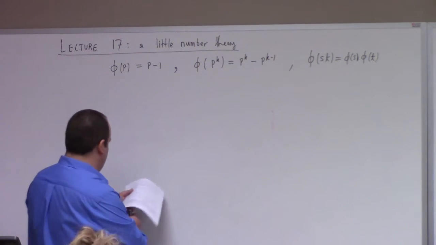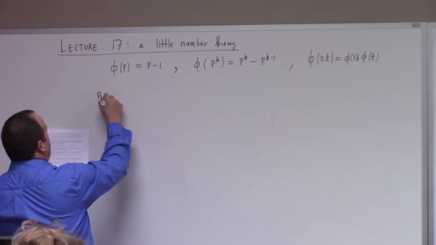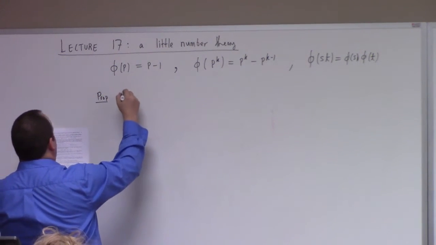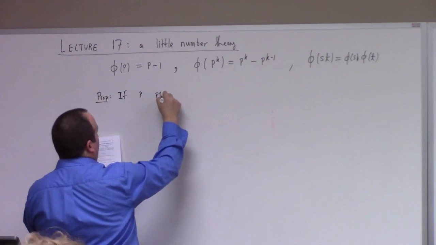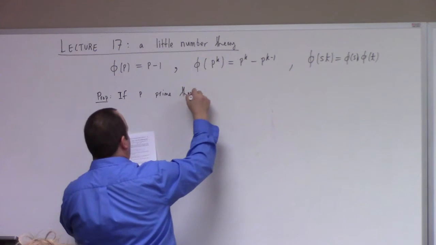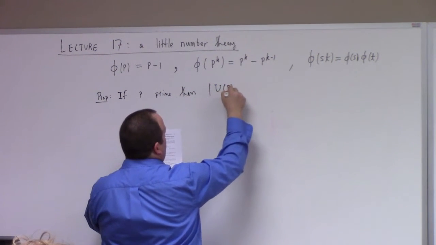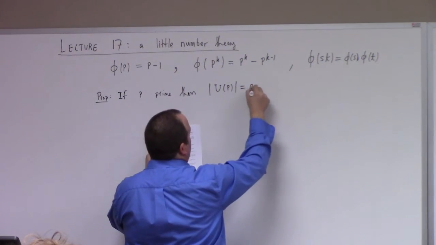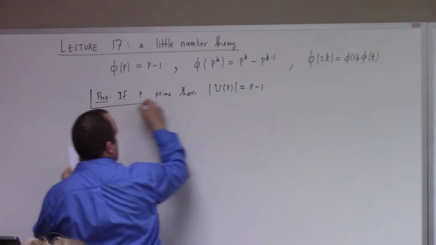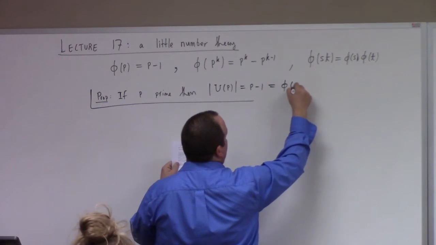So, proposition. The first proposition is that if p is prime, then the order of the group of units of Zp is equal to p minus 1. And that's equal to the Euler phi function of p, right?